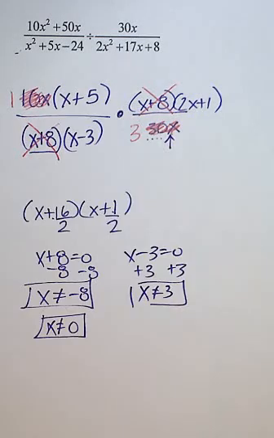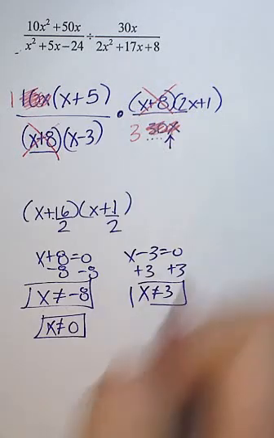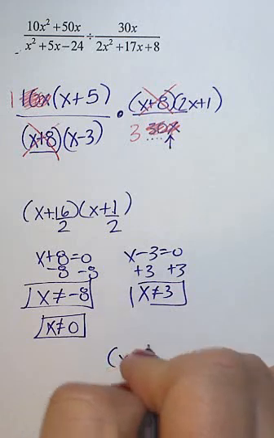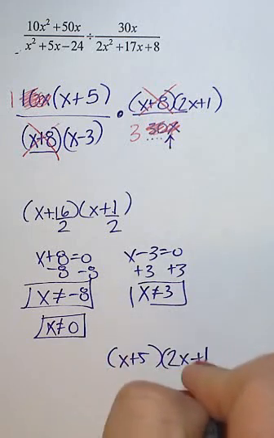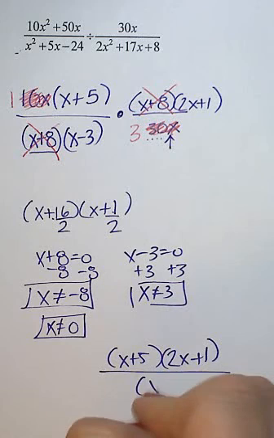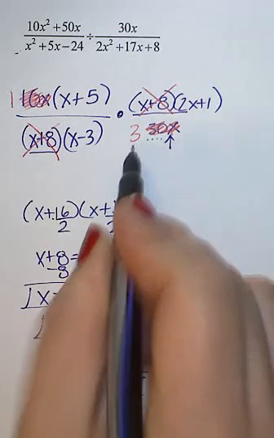So what are we left with? Our final answer would look like this. X plus 5 times 2x plus 1 all over x minus 3, and I'm going to take this 3 and I'm going to place it out front.